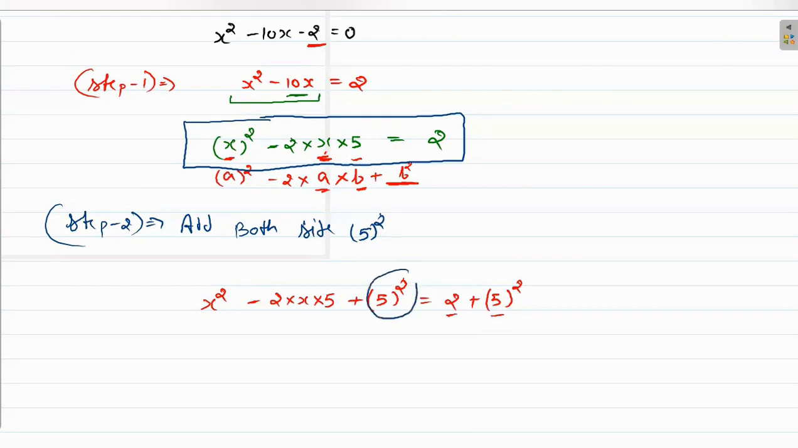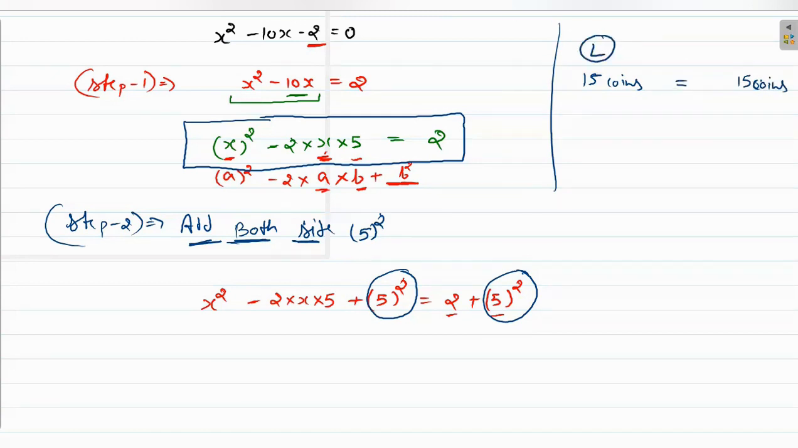This 5 square we are putting from our end so that things will remain balanced on both sides. That's why we have to add to both sides, okay? That's why I've written add both sides. Got it? Let's say you have 15 coins in the left pocket and 15 coins in the right pocket. So the things are balanced now? Yes or no?